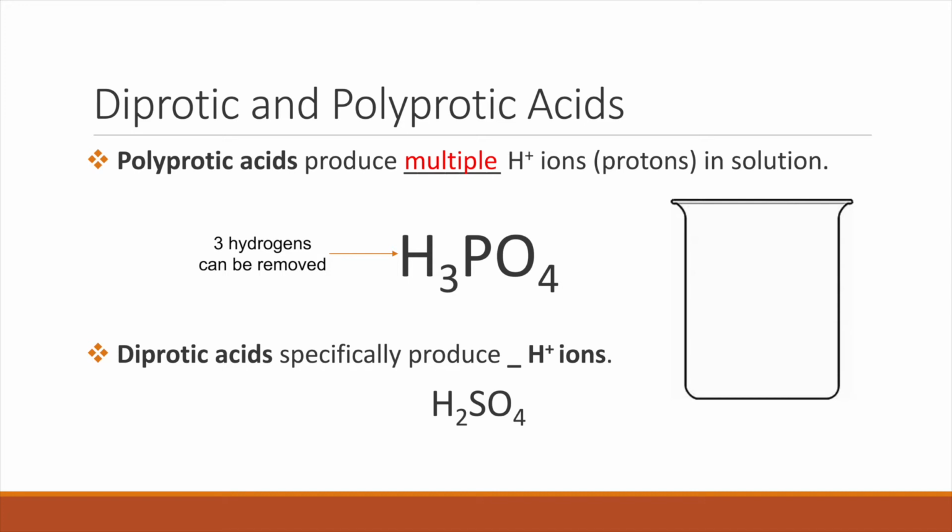So if I were to look into a beaker of phosphoric acid, I would see one phosphate ion and then 3 H's that have come off of it, right, when it dissociates. Now, to be a little more specific, we can talk about diprotic acids. The prefix di means two. So diprotic acids specifically will produce 2 H plus ions. And the most famous example of that is sulfuric acid, which is H2SO4. So yes, diprotic is also polyprotic, it's just more specific.